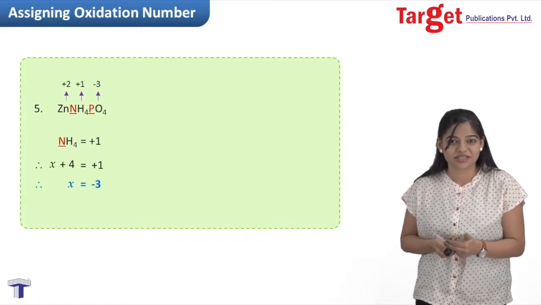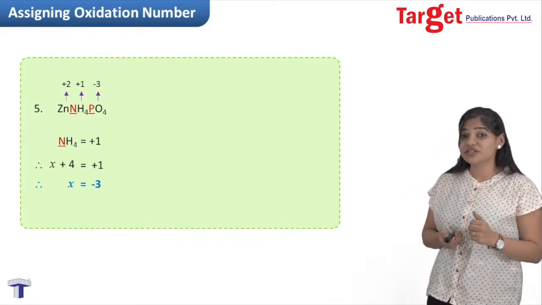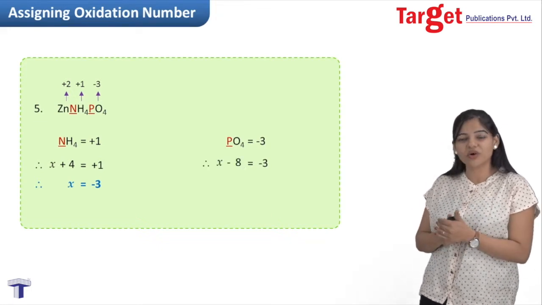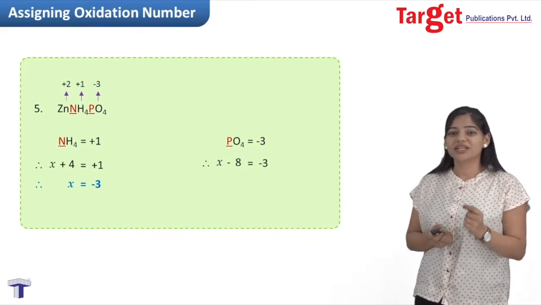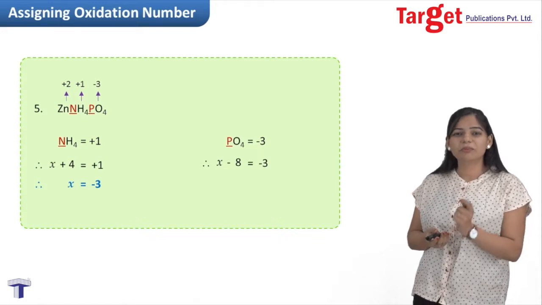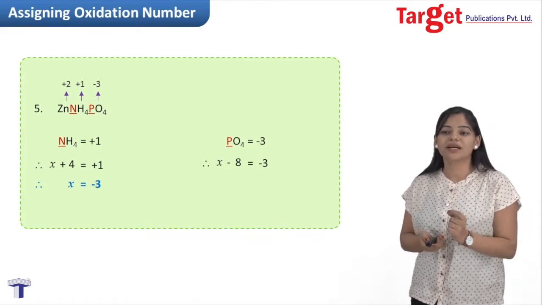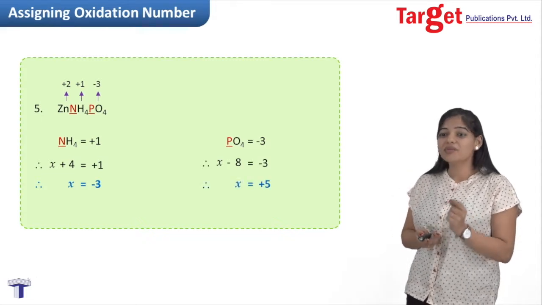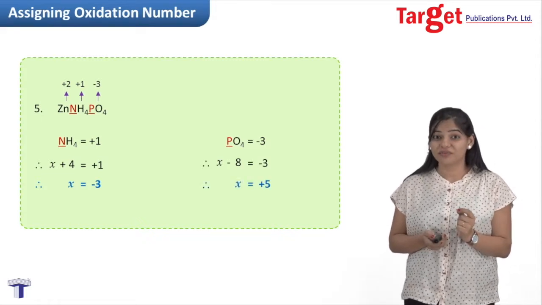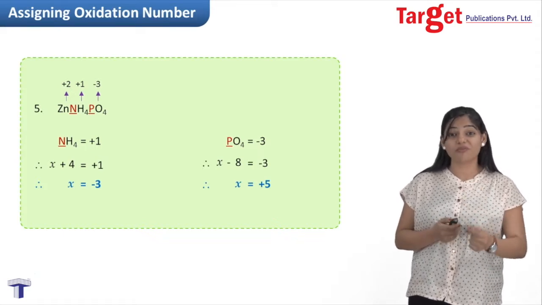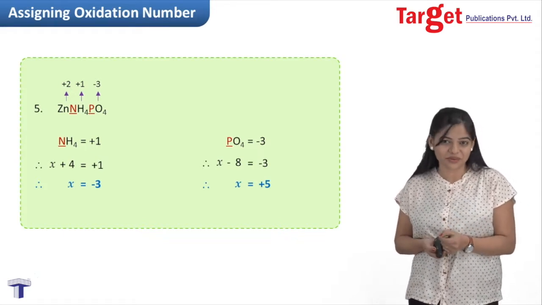Moving to phosphorus, if we see PO4 is equal to -3 and oxygen we all know is -2. So taking P as X, and multiplying oxygen as -2 into 4, it will be equal to -3. So we get the value as +5. So here we can calculate the oxidation number of more than one atom in the same molecule.